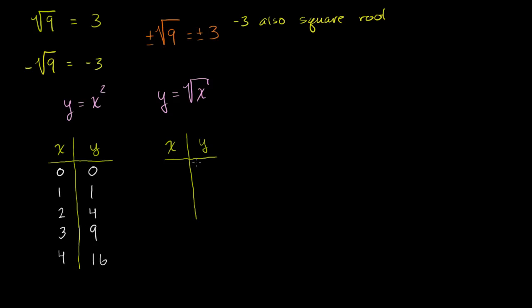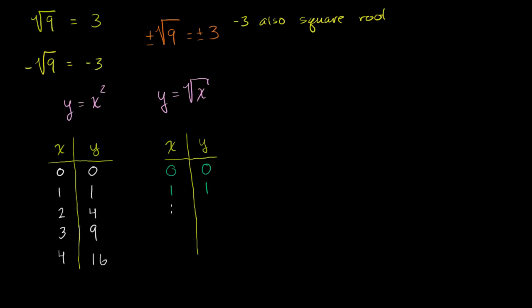Now let's see what happens when y is equal to the principal square root of x. I'm going to pick some x values on purpose just to make it interesting. When x is equal to 0, the principal square root of 0 is 0. When x is equal to 1, the principal square root of 1 is just positive 1. It has another square root that's negative 1, but we don't have a plus or minus written here. We just have the principal square root.